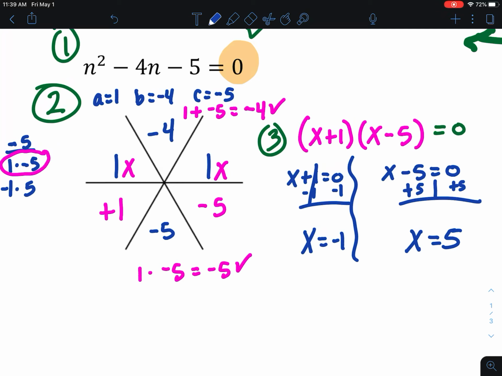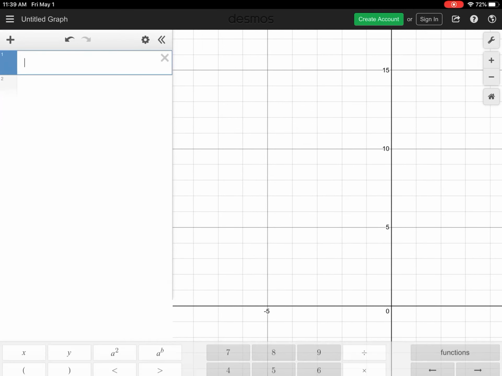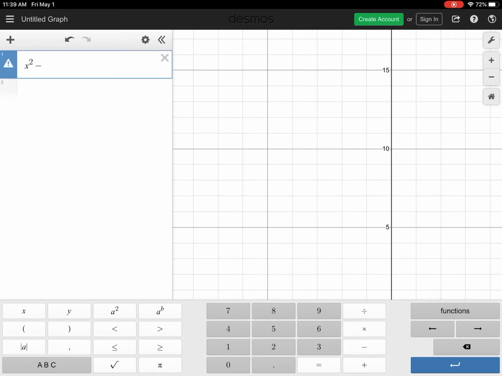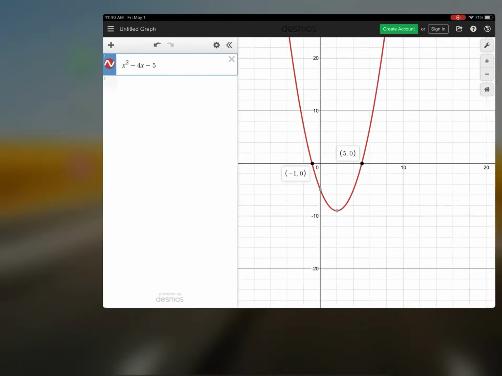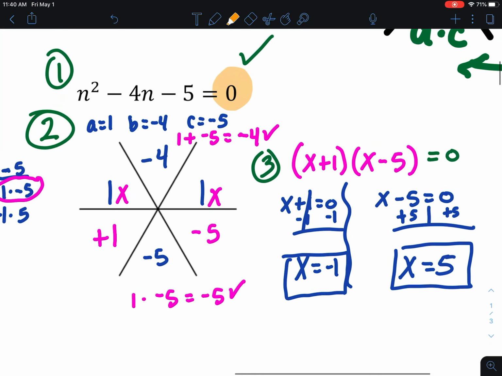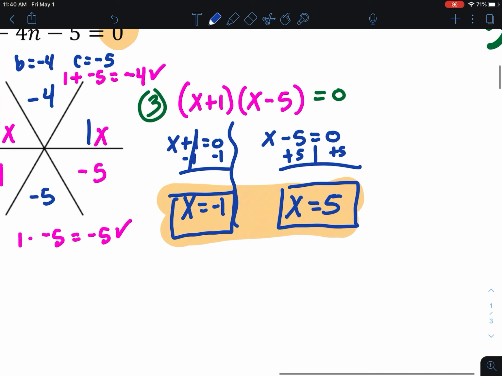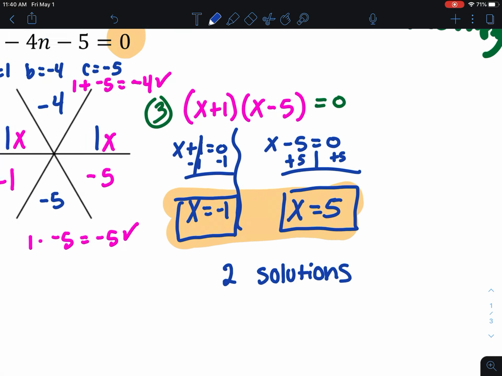X equals 5. So if I were to graph this on Desmos, my two x-intercepts should be at x equals negative 1 and x equals 5. So let me double check. X squared minus 4x minus 5. And let's see. Yep, I have one at negative 1 and one at positive 5. And those are the answers I got, so I am good. That's what I'll answer on my quiz if this was a quiz question. So how many x-intercepts do we have? Well, we have two answers, so two solutions.